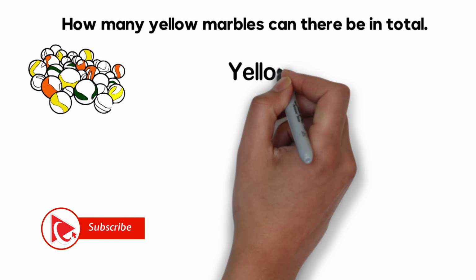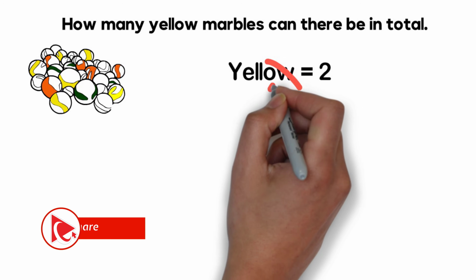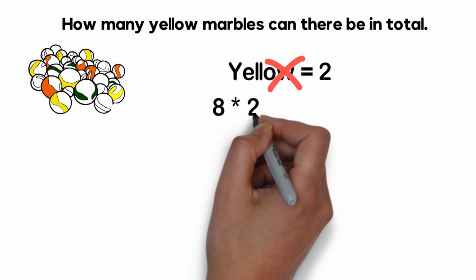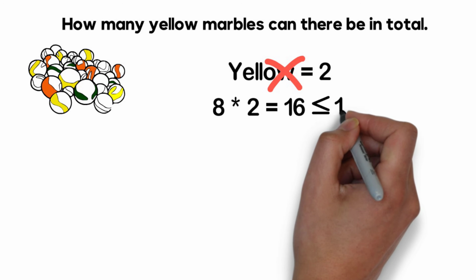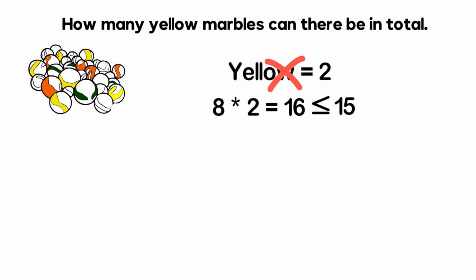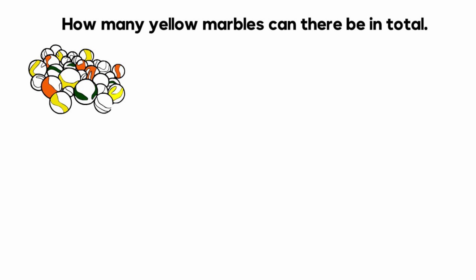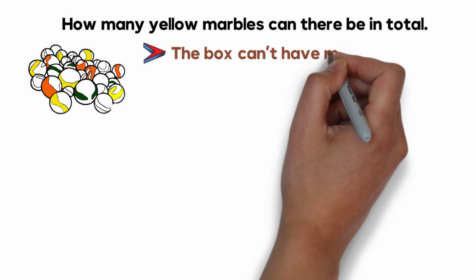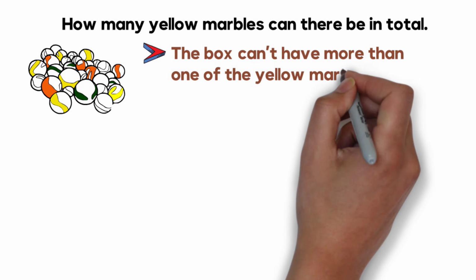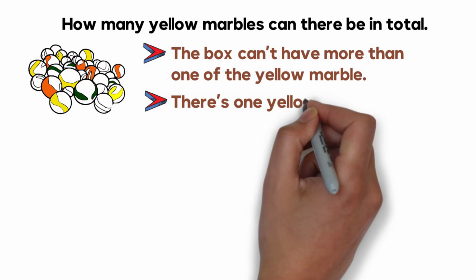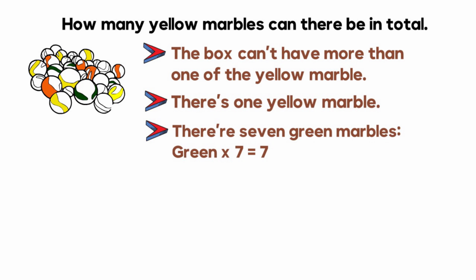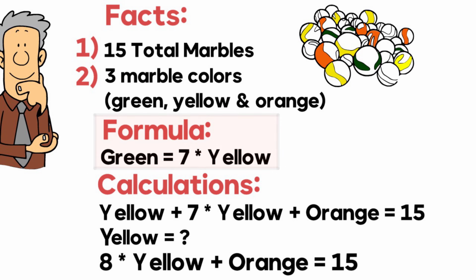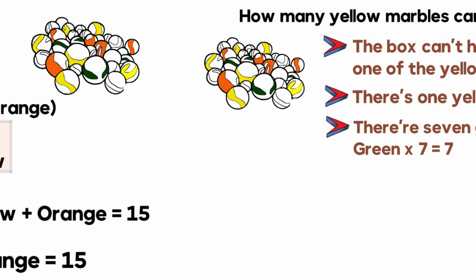Can there be 2 yellow marbles? No, because if we multiply 8 by 2, we get a total of 16 marbles, which is greater than 15, the total number of marbles. Based on this information, the box cannot have more than 1 yellow marble. And if there is only 1 yellow marble, there are going to be 7 green marbles, because the number of green marbles is calculated by multiplying the number of yellow marbles by 7.